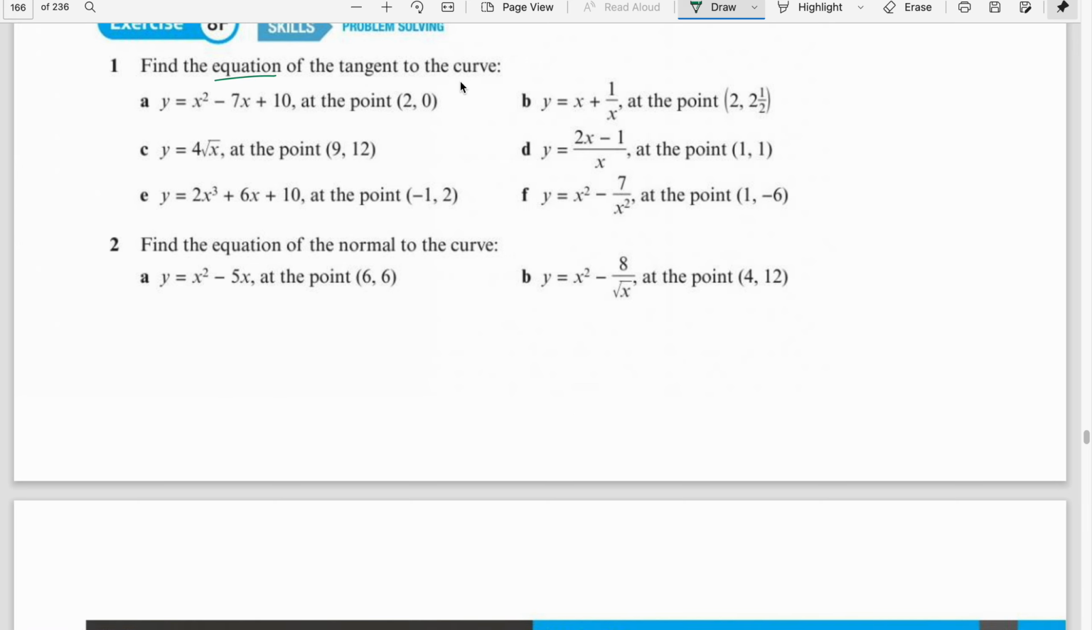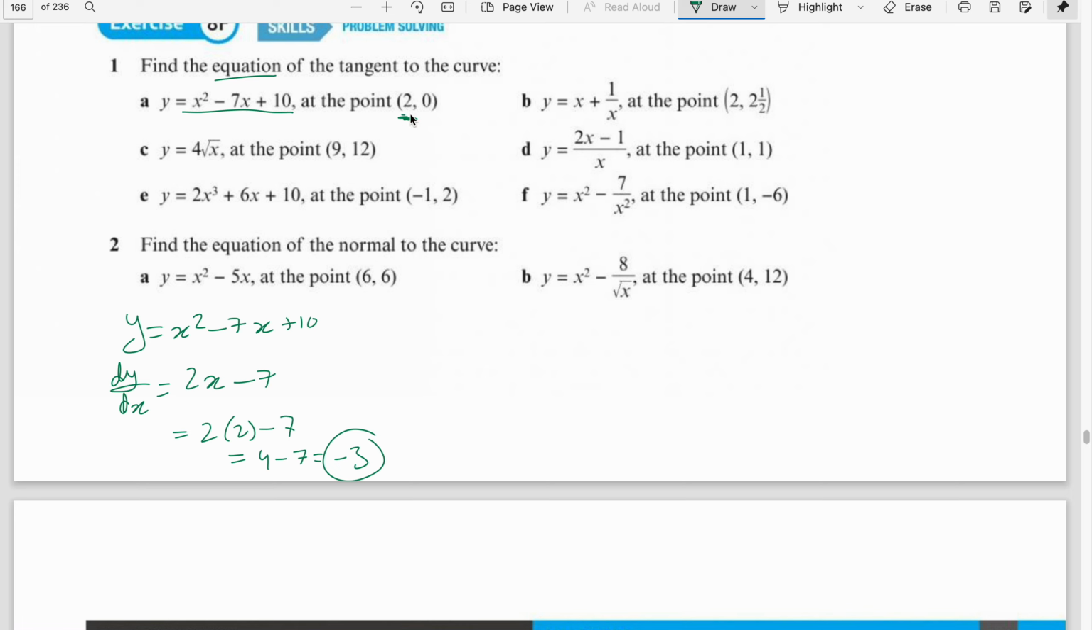Find the equation of tangent to the curve at this point. So, equation of tangent: I have this curve, y equals x squared minus 7x plus 10, and the gradient dy by dx is equal to 2x minus 7, and we know that we are looking at x equals 2. So when x is 2, the gradient is -3.